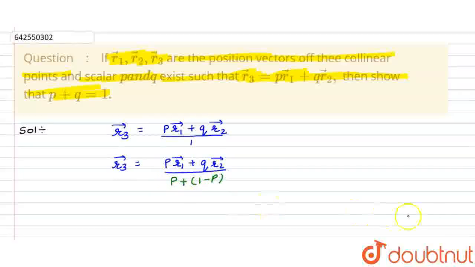Now to solve this equation, we put r3 vector is equal to p into r1 vector plus 1 minus p into r2 vector divided by p plus 1 minus p. Here we put q is equal to 1 minus p.